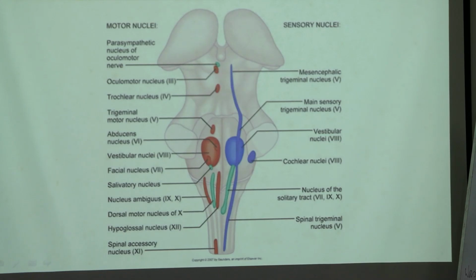Pterygoid, masseter. These are the muscles of mastication. They are supplied by the trigeminal nerve. That nucleus is in the pons. But another sensory nucleus of the trigeminal is there.